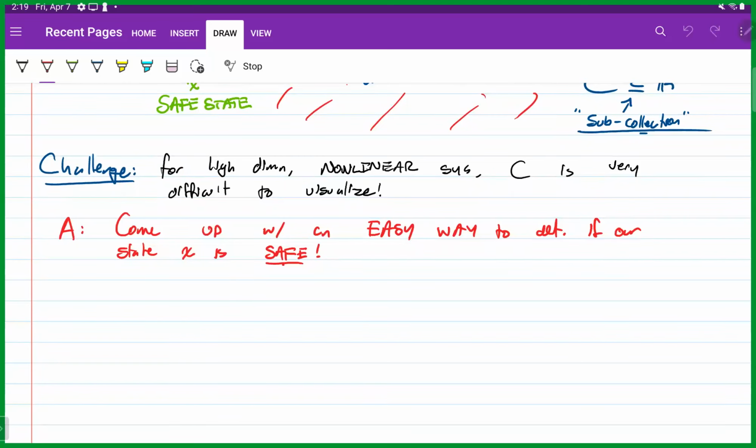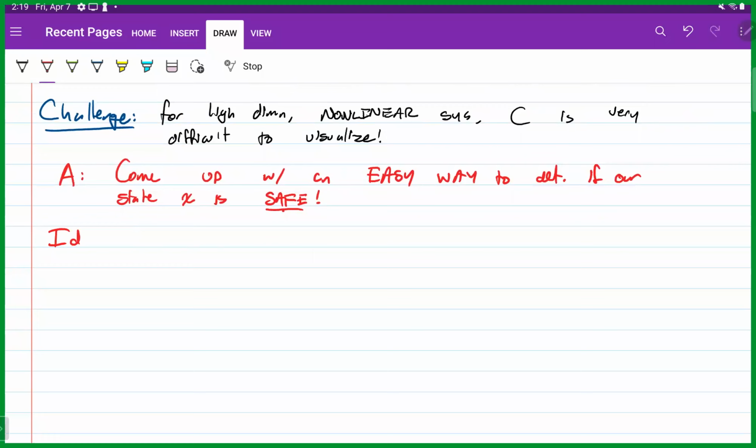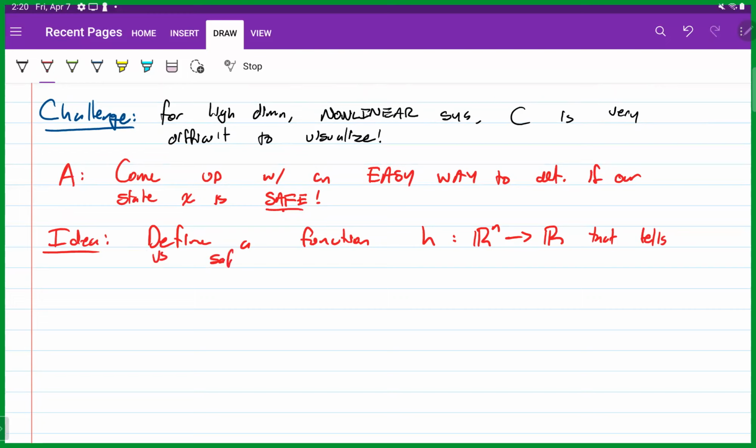So here's our main idea. We're going to define a function called H, and it goes from our state vector space, Rn, to a simple scalar R, just a single scalar number. And we're going to use that scalar to define if our system is in a safe set or not, according to a few rules. So define a function H that tells us safety based on H of X.